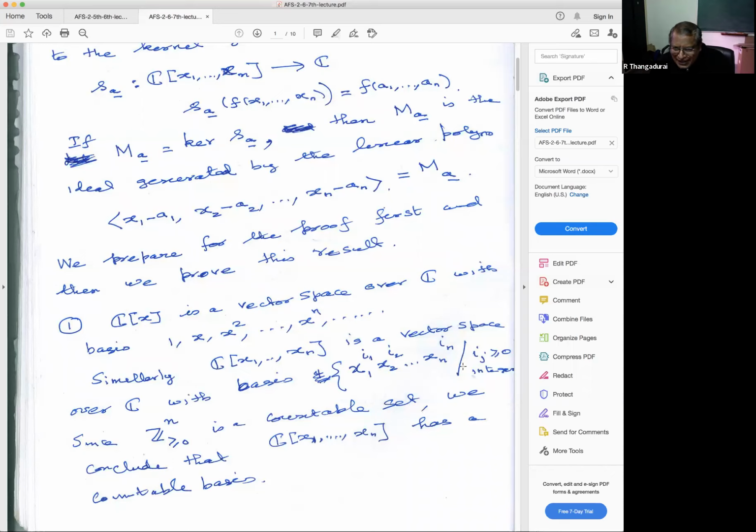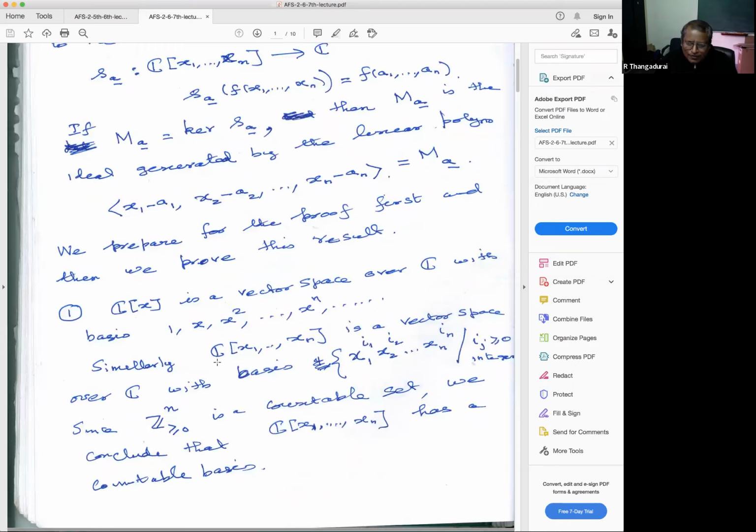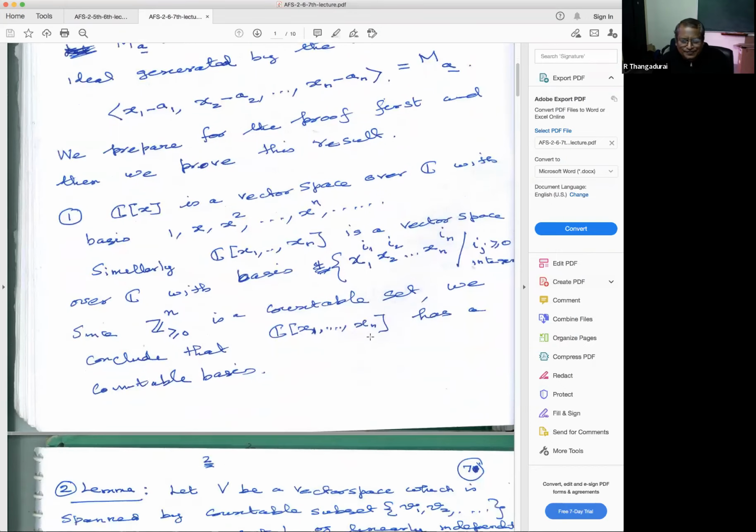Here the point is the index set: i1, i2, ..., in is an n-tuple, and we are varying over the n-tuples where i1, i2, ..., in are integers greater than or equal to 0. Somewhere it can be 0, but negative exponents we should not take in the monomial. So this is a countable set, because Z is countable, and a finite product of countable sets is countable. Therefore, the polynomial ring in n variables is a vector space over C with a countable basis, and the basis is nothing but all the monomials. This is the first one.